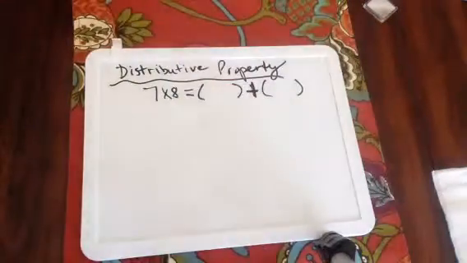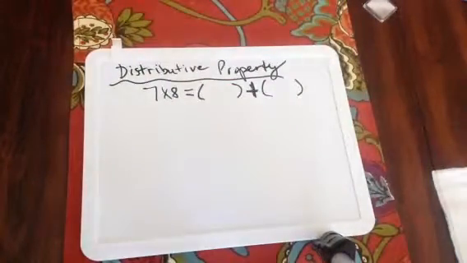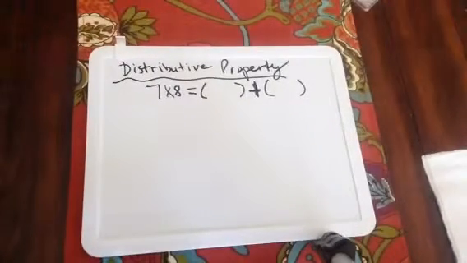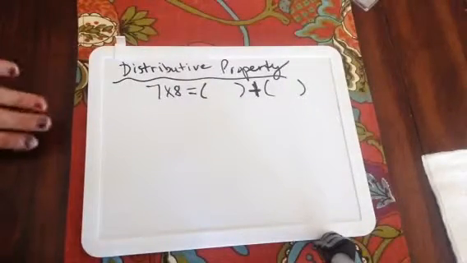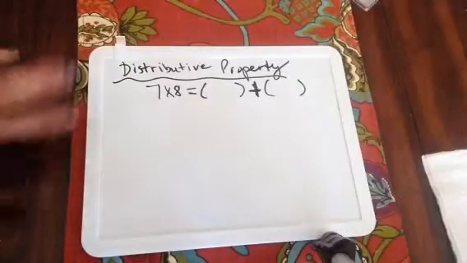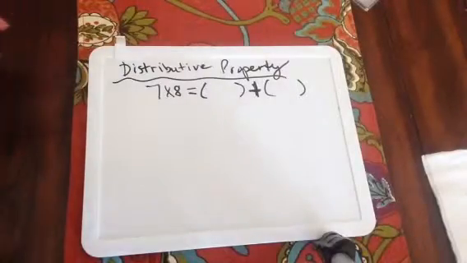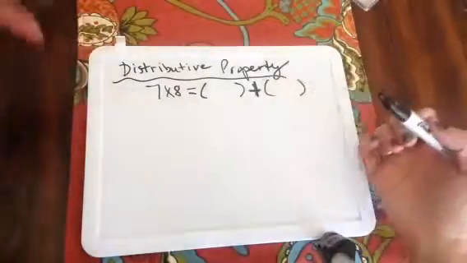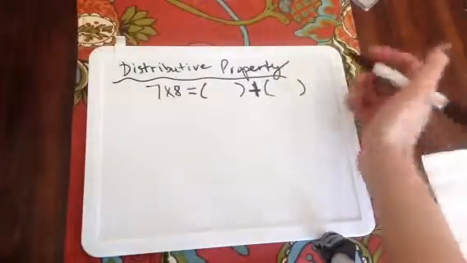Hi everyone. So we are reviewing Engage New York Module 3, Lesson 2. And here we're talking about the distributive property. We've actually done this multiple times, but now we're just doing it with higher numbers. So what we're basically using the distributive property to do, it's actually two steps.